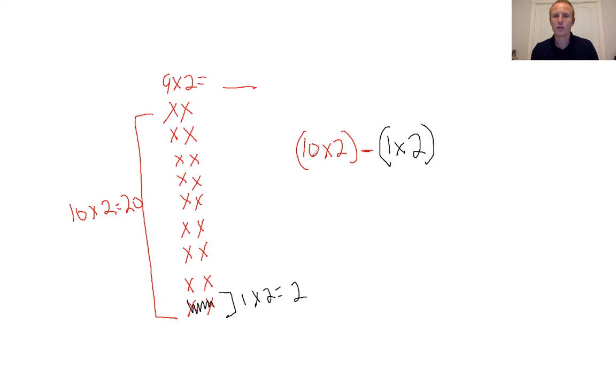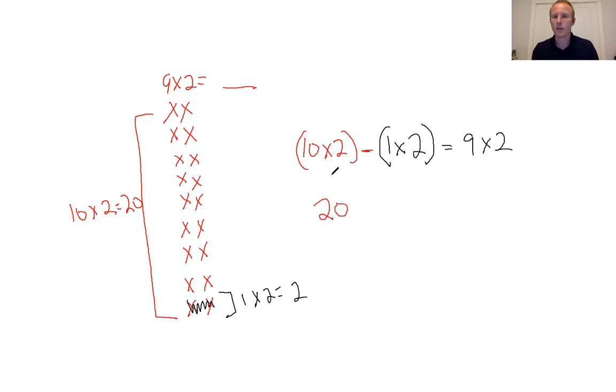Again, we're grouping the 10 times 2 because that's our first step. And then we're subtracting what's in the second set of parentheses. That's 1 times 2, that row we crossed out at the bottom. And that's going to equal the total 9 times 2. So 10 times 2 we found was 20.